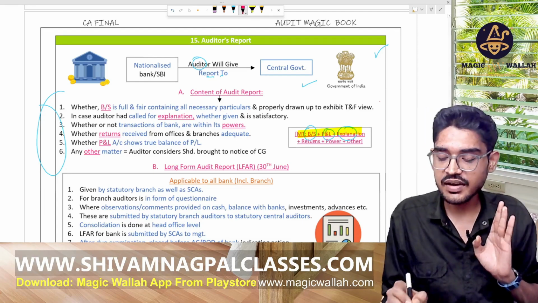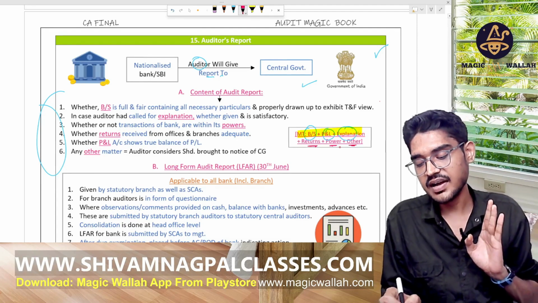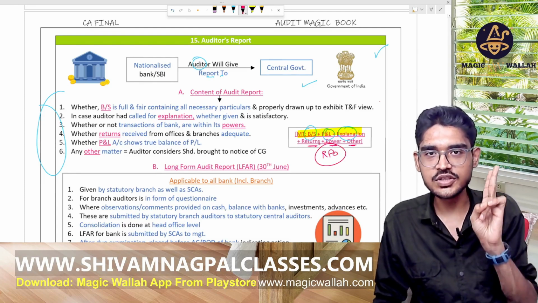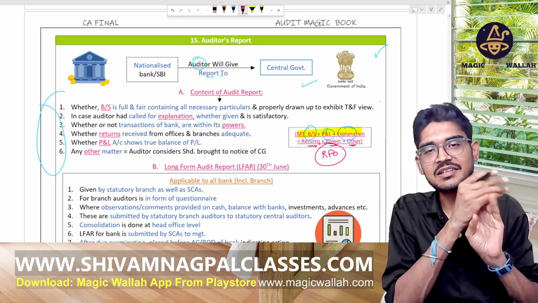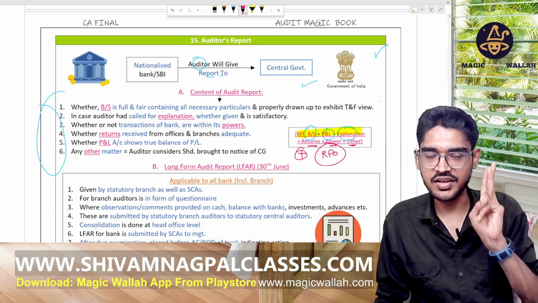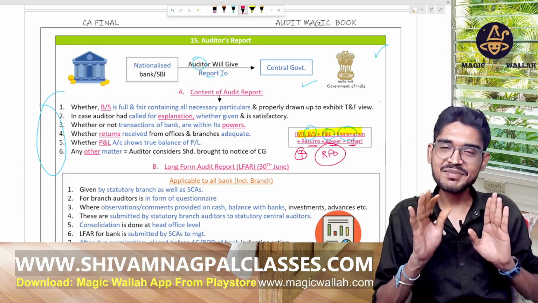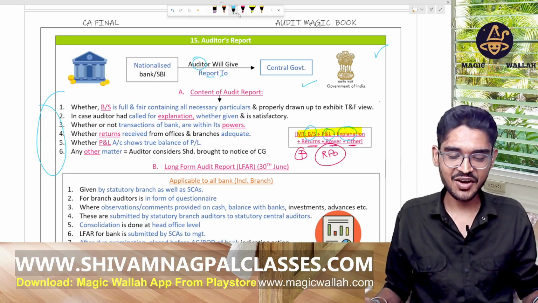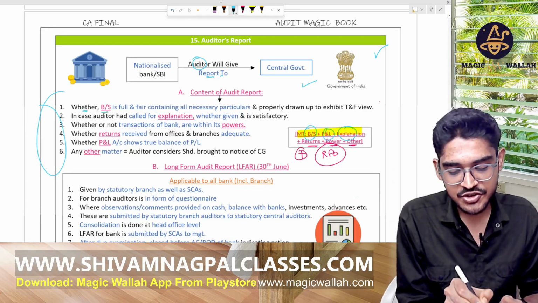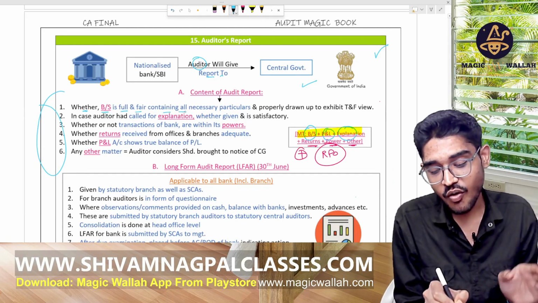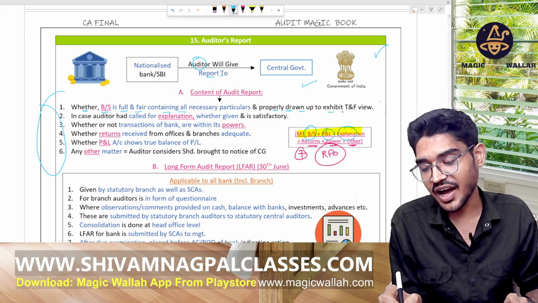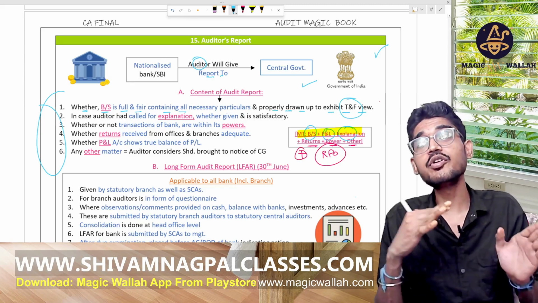It also covers the returns, power, and the other. You can say RPO. Balance sheet, profit and loss account, explanation. These are basic things. Plus RPO: returns, powers, other. Okay, learn using this technique. Important question. Now, see here, the content of the audit report. Whether the balance sheet is full and fair, containing all the necessary particulars and properly drawn up to exhibit the true and fair view. The balance sheet is giving the true and fair view.